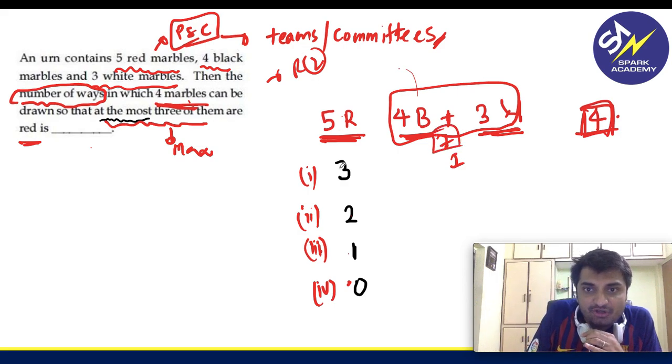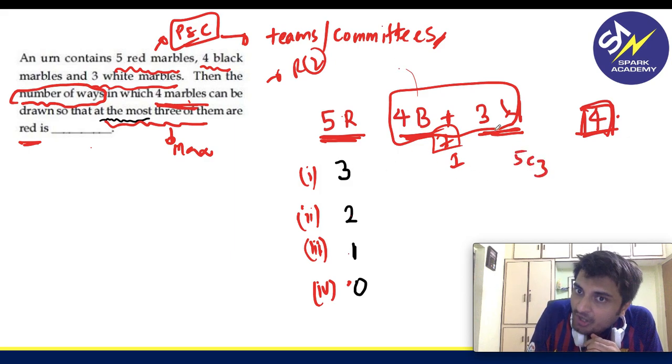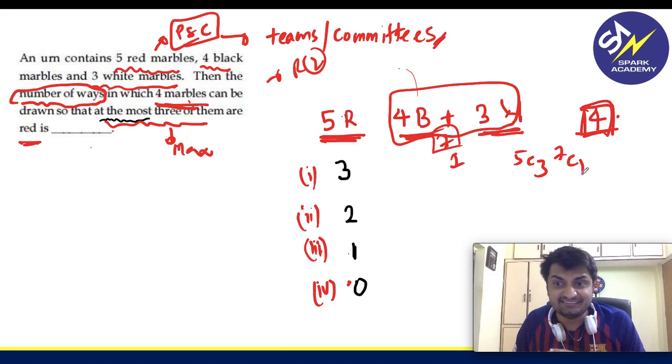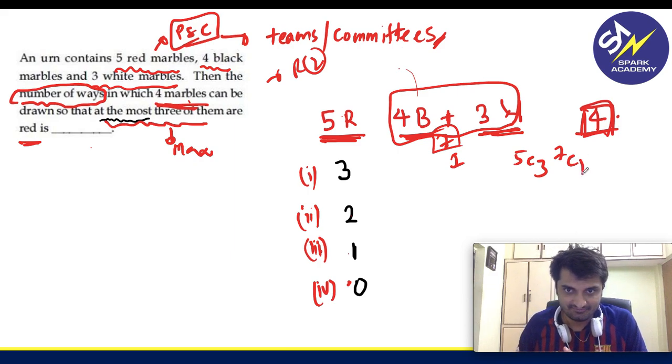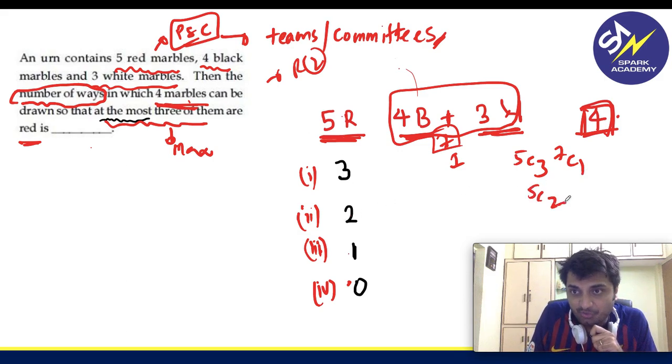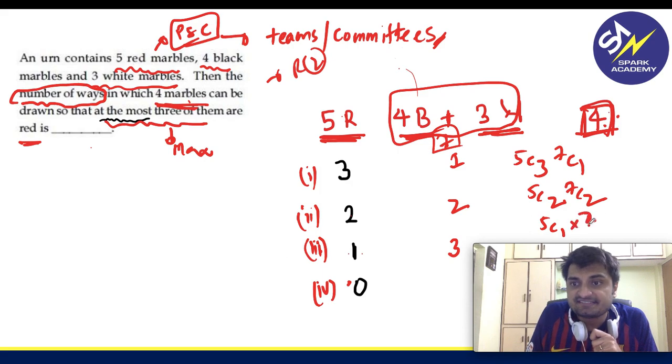So out of 5 you are choosing 3, so it will be 5C3. Out of the total, which is 7, I am choosing 1, so it will be 7C1. So it's 5C3 into 7C1. Same thing here. Out of 5 you are choosing 2, so 5C2. Remaining will be 2 because I need 4, so it will be into 7C2. Same thing here, guys. Here this will be 3, so this will be 5C1 into 7C3. And last case, 5C0 into 7C4.